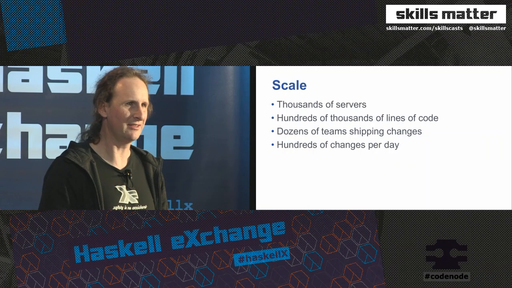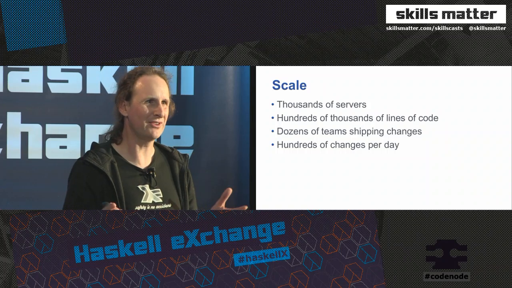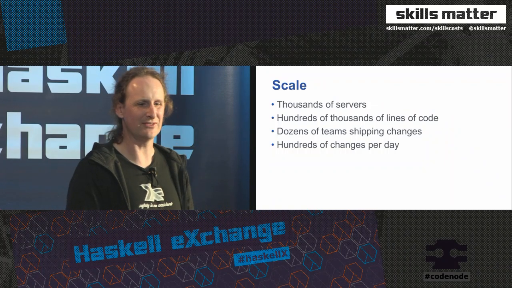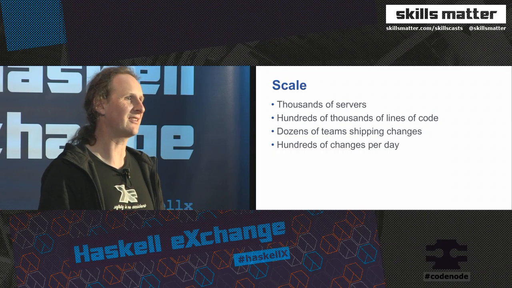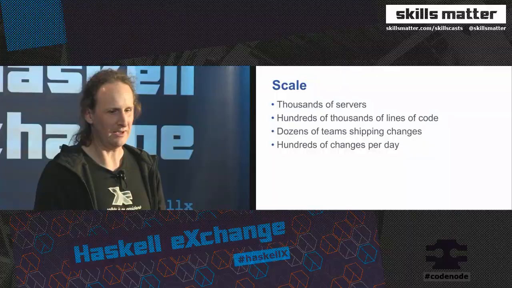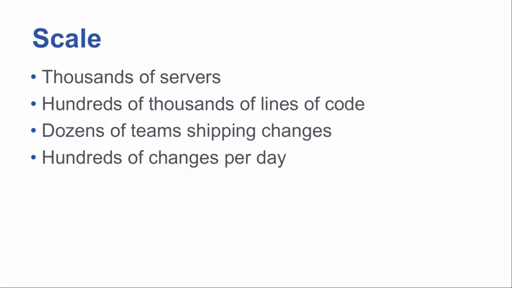Okay, in terms of scale, we've got thousands of servers. I have to be a bit vague here, I'm afraid, but there are thousands of servers, hundreds of thousands of lines of code, dozens of teams actually shipping code on the platforms that are writing code against our DSL and shipping changes. And there are something on the order of hundreds of changes per day that we have to deploy on top of Sigma.